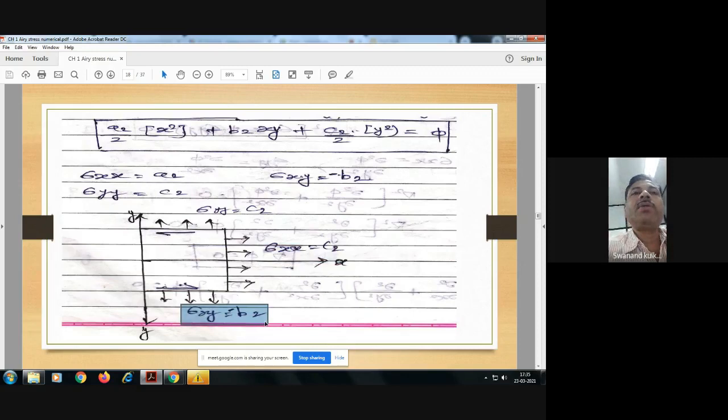Similarly, if we try to understand or identify the sigma xy with the concept of Airy stress function, then we know that with reference to Airy stress function, sigma xy is equal to minus 2 times dou 2 phi by dou x dou y, means we first differentiate with respect to x, and then with reference to y.